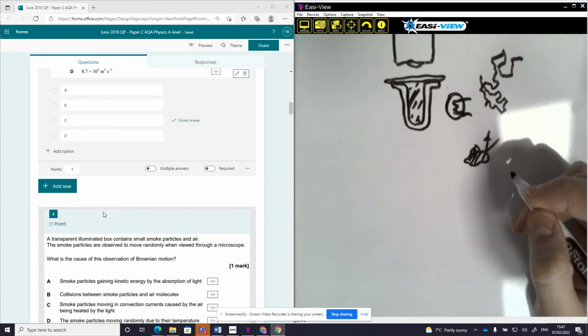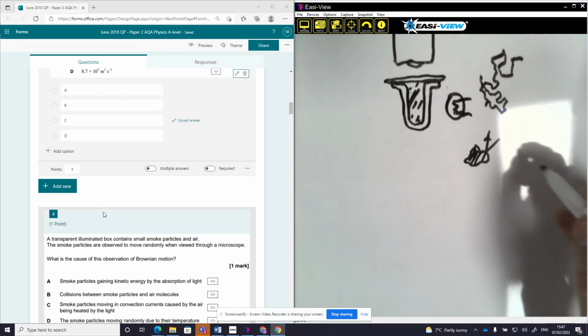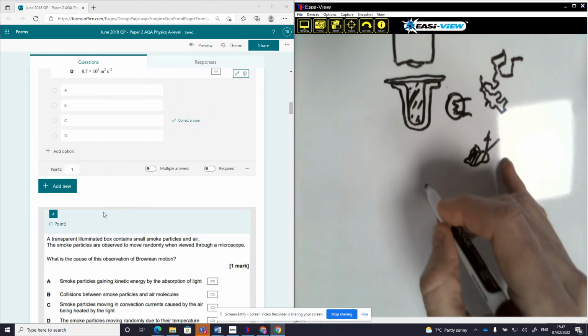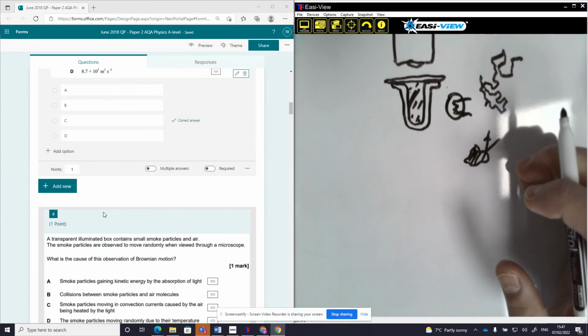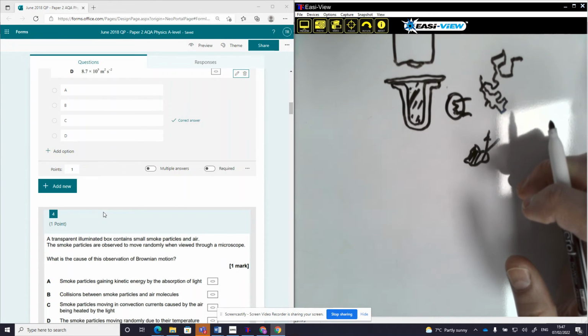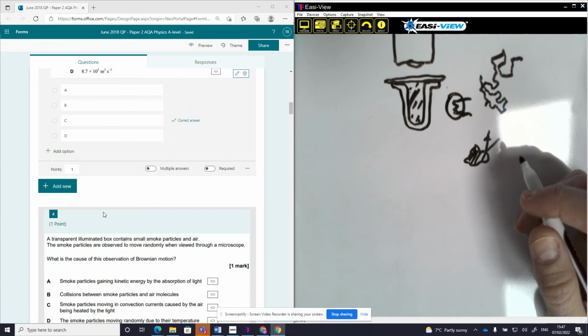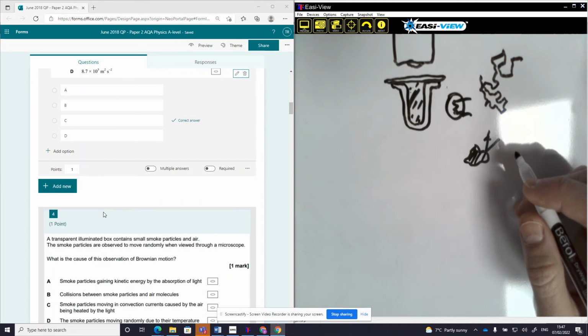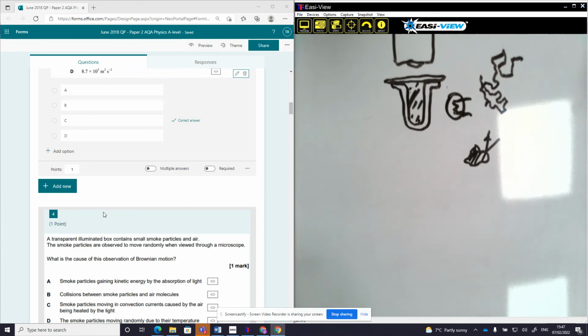Smoke particles moving in convection currents caused by the air. They do drift and move around, but that's a fluid flowing motion. It's not them jumping around. So although that is something that happens and is observed, it's nothing to do with Brownian motion. The smoke particles moving randomly due to their temperature? Again, the temperature of the smoke particles themselves has no effect. It's the temperature of the air around them, and therefore the speed with which they're being bombarded. So the correct answer is B.